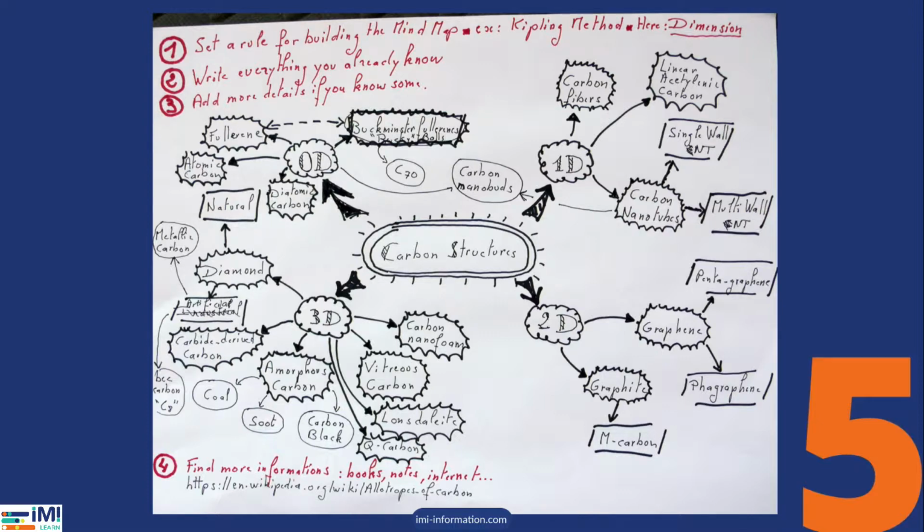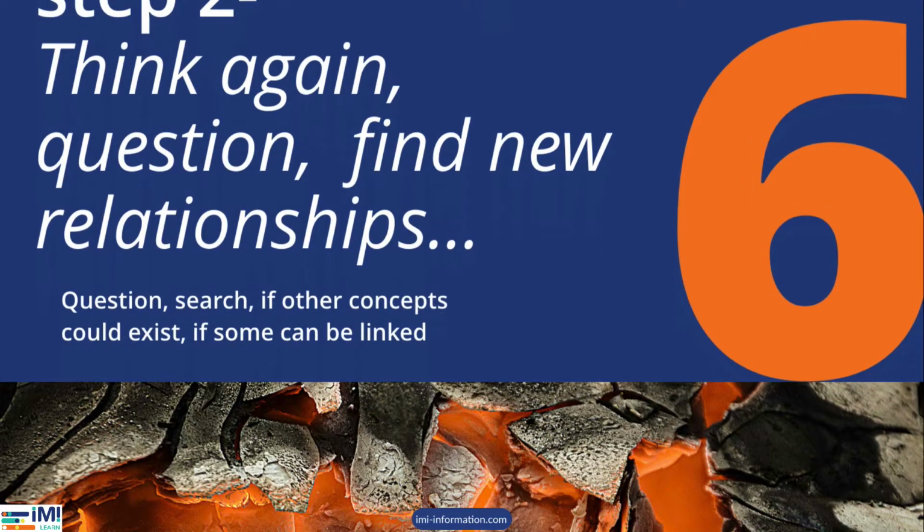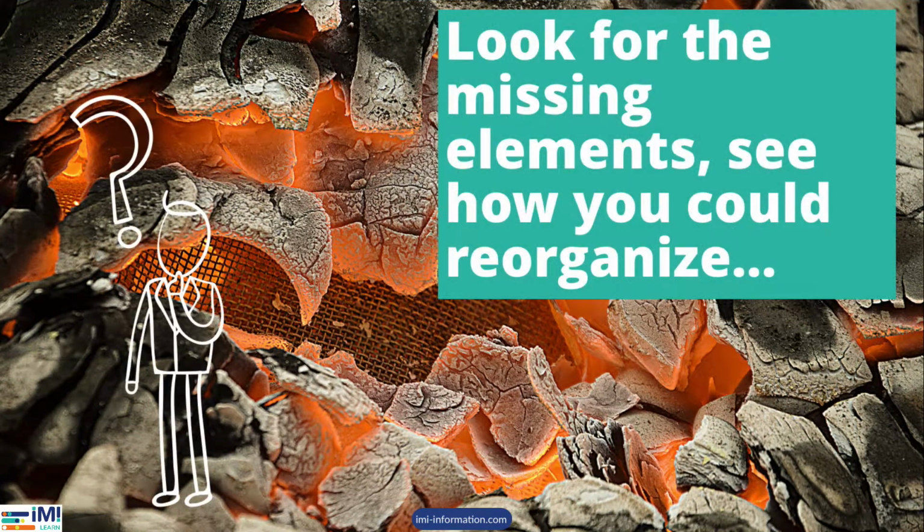For example, for 3D carbon, I identified different types of amorphous carbon. I have coal, I have soot, I have carbon black. So I can really develop my network of nodes by adding additional branches. Something important to remember: when you are done with this step, you must look at what you have done and try to find new links between the different nodes of your mind map. Maybe the new content will help you to think to other information you had forgotten initially.